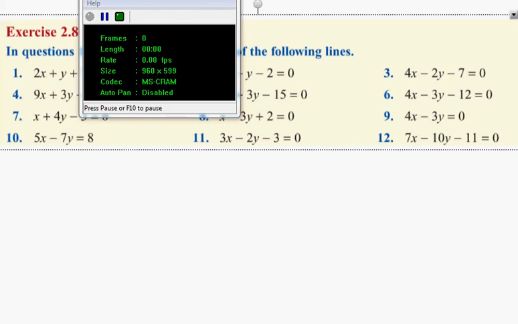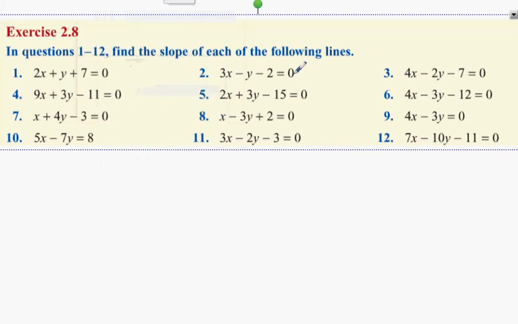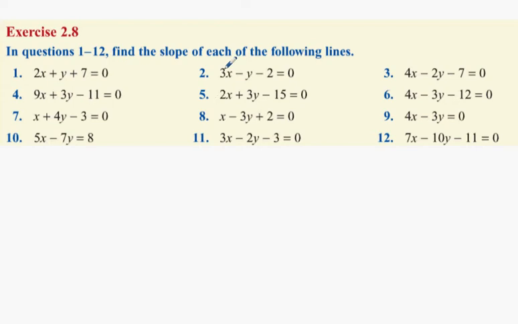Guys, so what happens next is: find the slope of each of the following lines. Okay, so we pick question 5 as a good one to start off with.